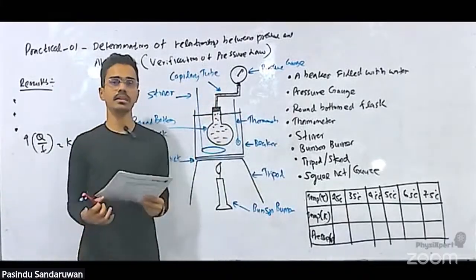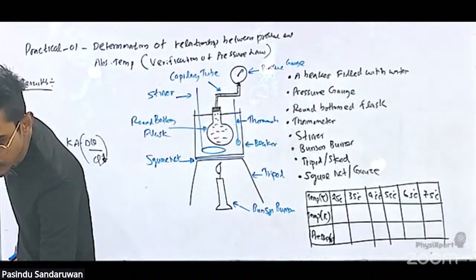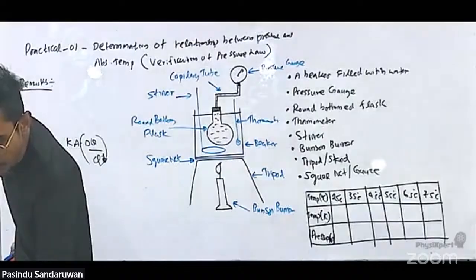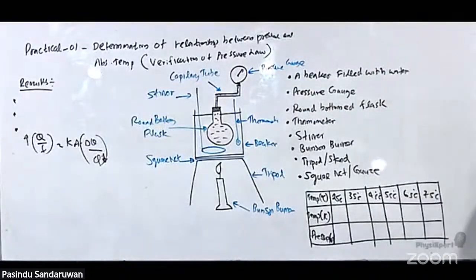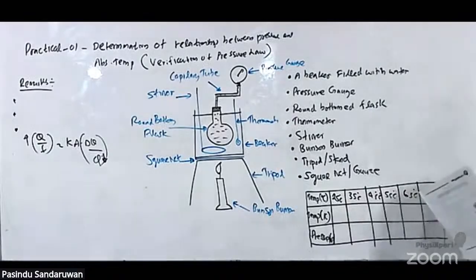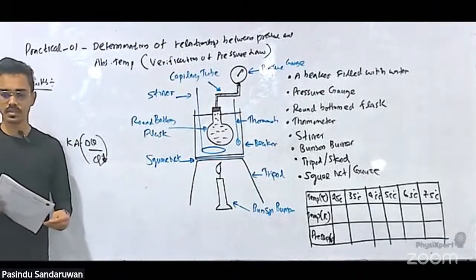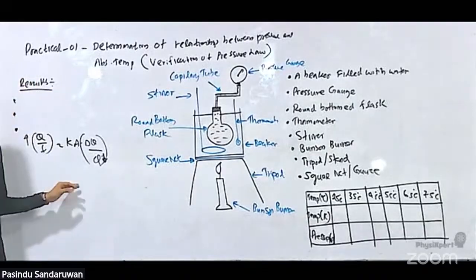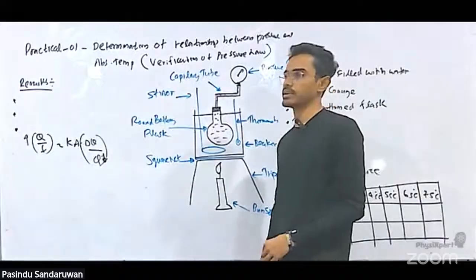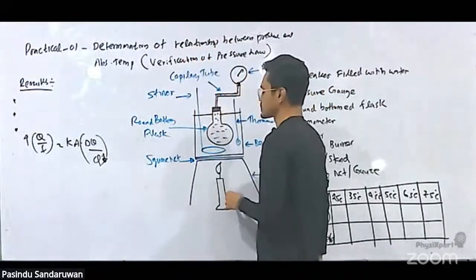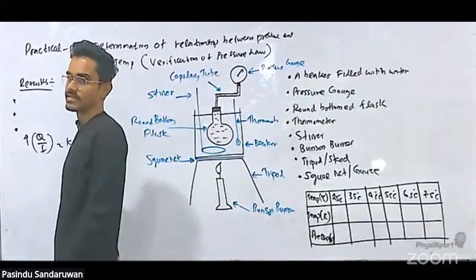Having thin walls for round bottom flask is important to increase heat conduction from water to gas inside flask.